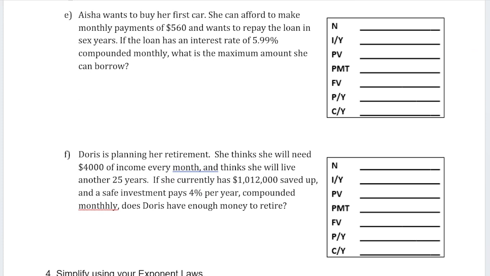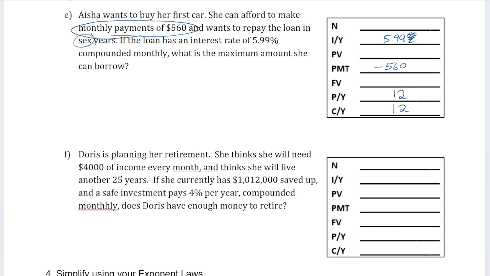Aisha wants to buy her first car. She can afford to make monthly payments of $560. So she's paying $560 per month. So that's our payment, and our payment periods per year is 12 because it's monthly. It's taking out a loan, right? Usually when you buy a car, you borrow money and then you pay it off every month. So if the loan has an interest rate of 5.99%, whoops, we don't write the percent, compounded monthly, what's the maximum amount she can borrow?